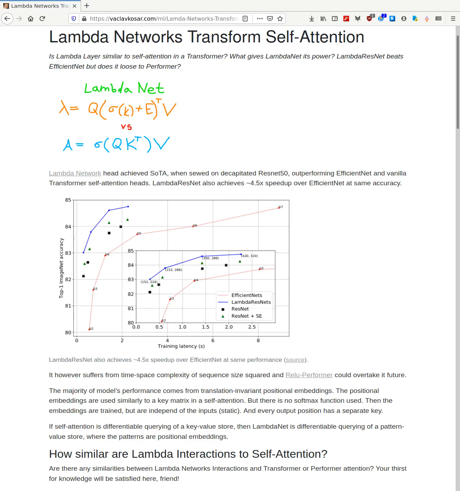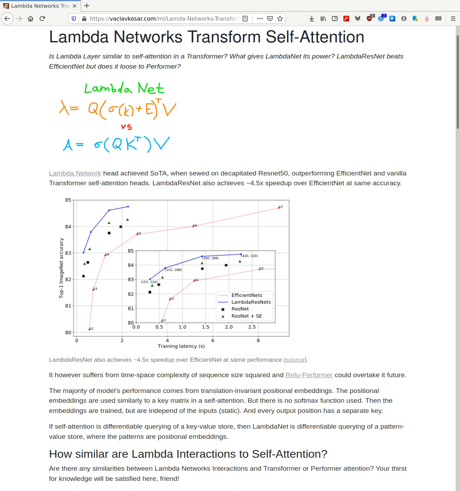Lambda Networks transform self-attention. Is Lambda Layer similar to self-attention in a transformer? What gives LambdaNet its power? LambdaResNet beats EfficientNet, but does it lose to a performer transformer? I will answer these in this video, and just before I start, I will give you a super fast summary, the juice of the paper.